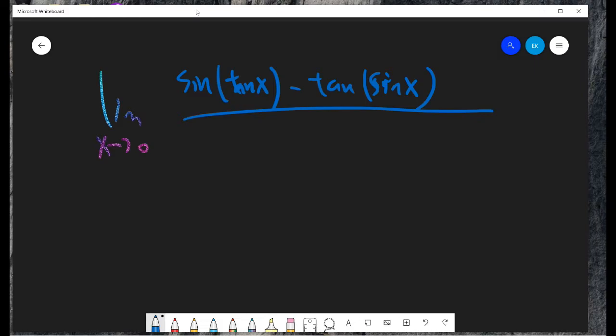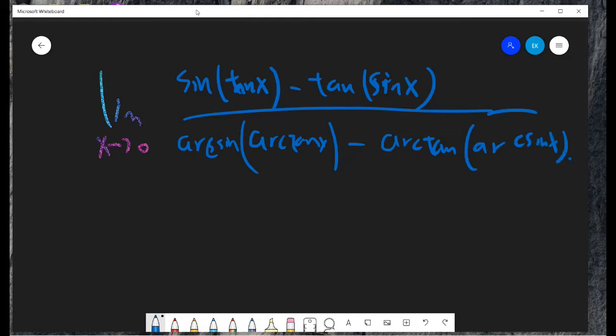Okay, so this limit, x to 0. The numerator is sine tangent minus tangent sine, and let me see, it should be arc tangent, arc sine x minus arc tangent, arc sine x. And the limit as x goes to 0, and ask what is the answer.